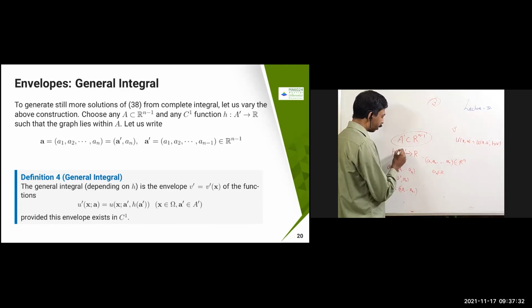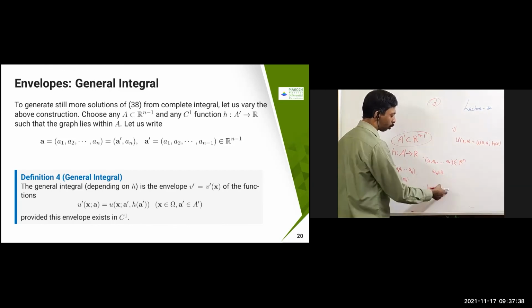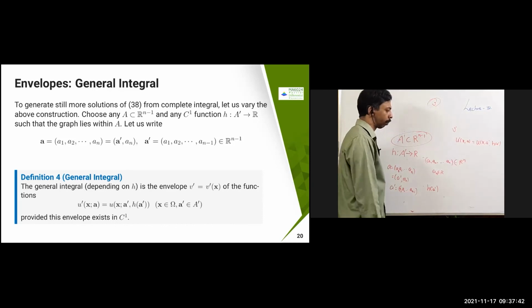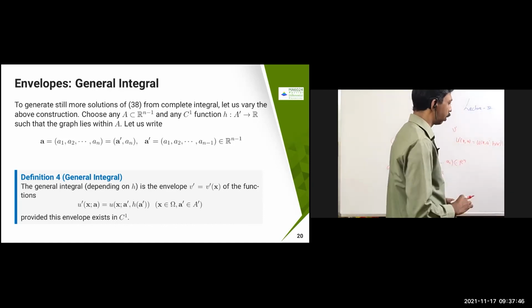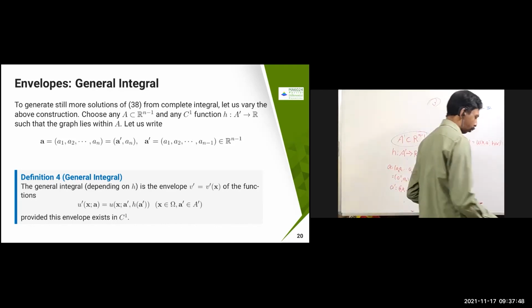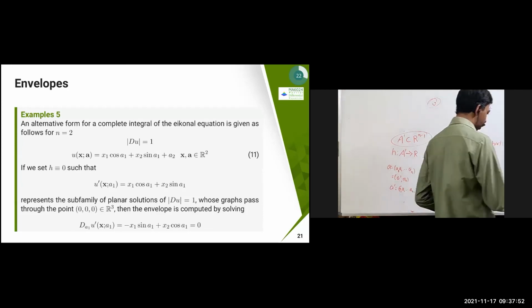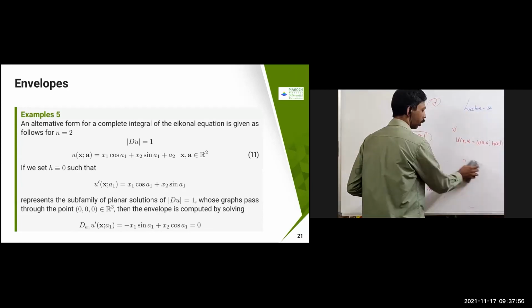So what is the kach? Kach is a mapping from a1, a2, a dash to. Okay, I can calculate what is kach of a dash. Kach of a dash is going to be obtained so that I'm just going to call it as an, and that is going to be represented over here. Okay, so this is the general integral. Okay, that's what we are going to do in the next one, provided this envelope is going to exist. So let us see that with the example, what we are trying to do in the general integral.